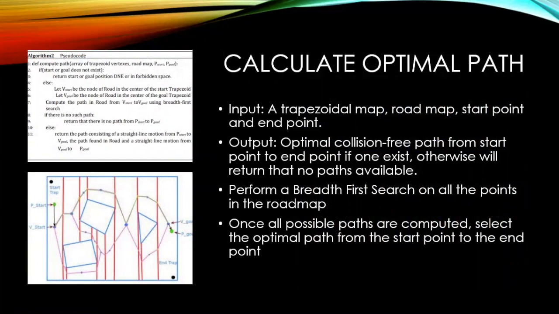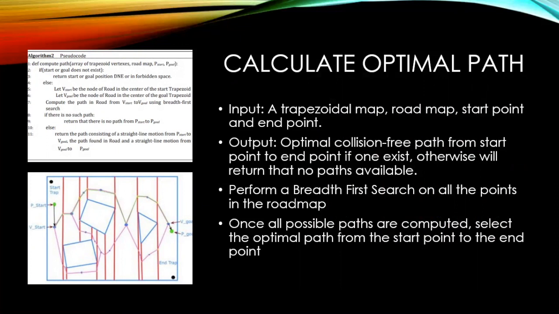So our optimal solution takes the trapezoidal map that we created in the last slide, the start point and the end point, and all of the possible routes that we've created. The output is the optimal path from the start point to the end point that is collision free. If there is no such path available, the algorithm will return that there is no optimal path.